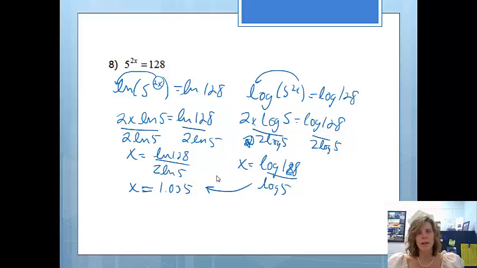So again, it does not matter which way you work it, both of those will give you the correct answer. So hopefully now you can solve an exponential function.